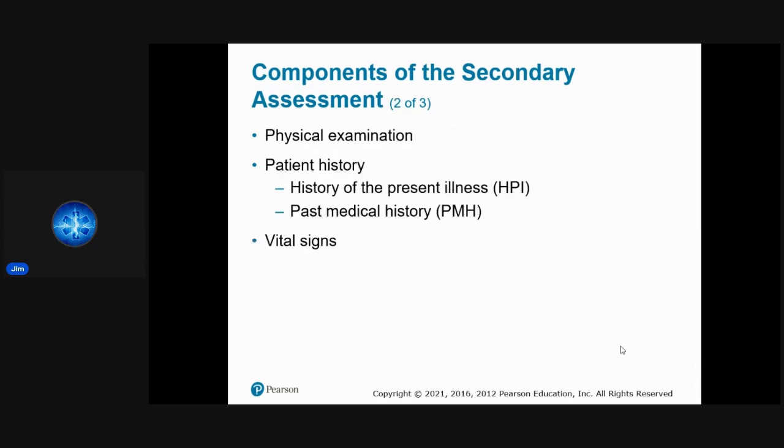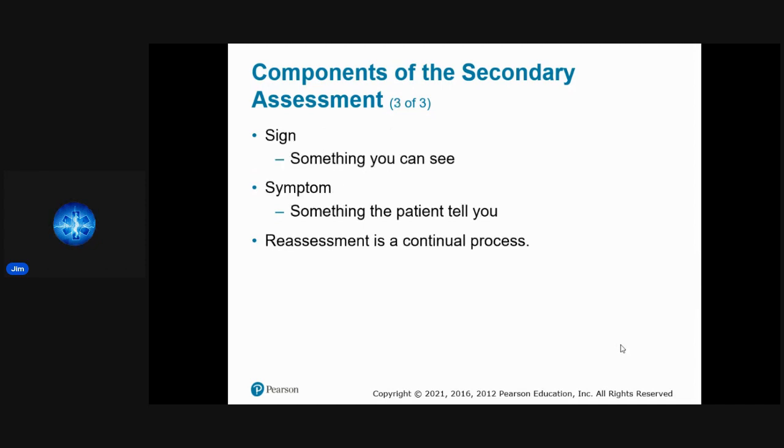We'll do a physical exam. We'll gather a patient history, the history of the present illness, and a past medical history. And we're going to obtain vital signs, all in the secondary assessment. It's important to note the difference between a sign and a symptom. A sign is something that you see yourself. You visually see it. A symptom is something that the patient tells you. Reassessment is a continuous process.